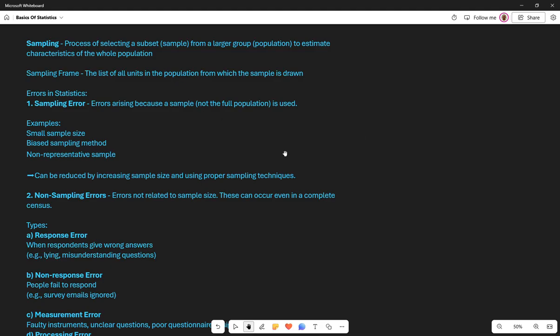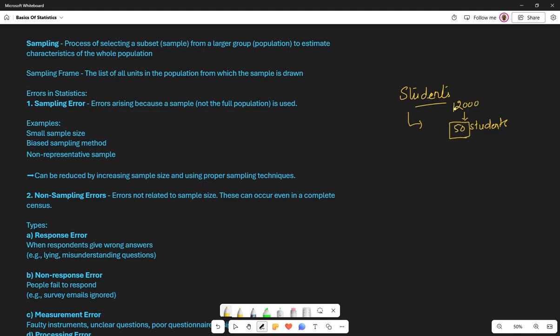Suppose, for example, I want to learn about students in a school, and from all the students, suppose there are 2000 students in the school, I take out only 50 students to study about them. So this 50 is a subset of the entire population in the school, which is 2000. This is called sampling.